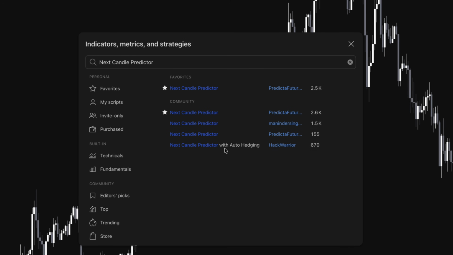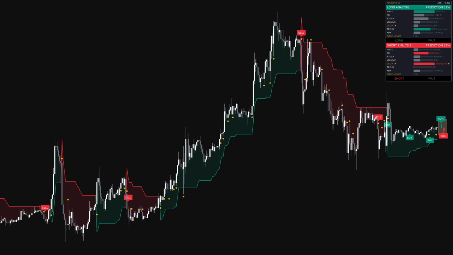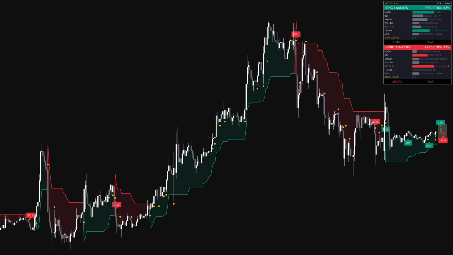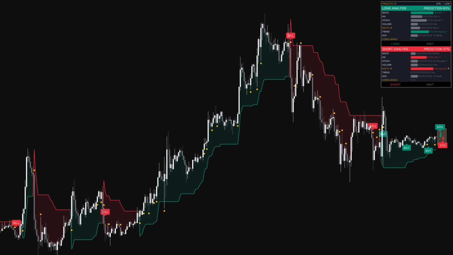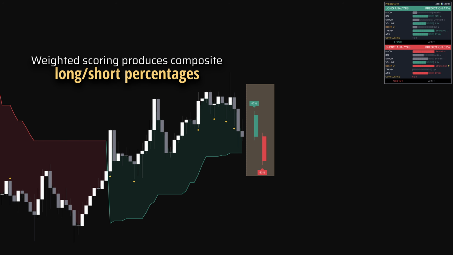Next candle predictor. Created by Predictor Futures, this Pine script indicator attempts next candle direction forecasting through weighted confluence scoring of 7 technical indicators. The scoring engine assigns percentage weights across trend alignment, MACD momentum, volume delta, RSI positioning, stochastic crossovers, ADX strength, and volume ratio. Each indicator receives scores from 0 to 100 based on condition strength, which multiply by weight factors to produce composite long and short scores, summing to 100%.